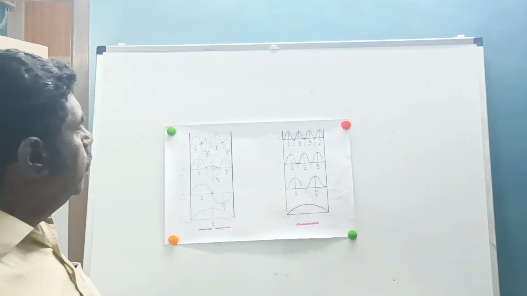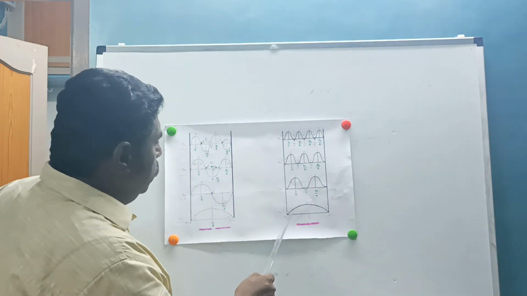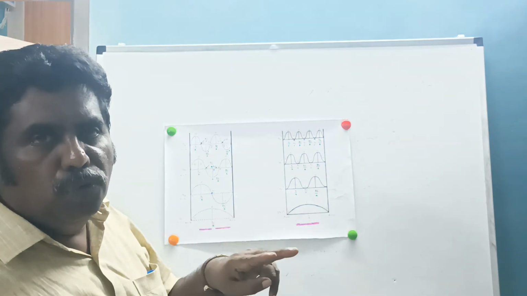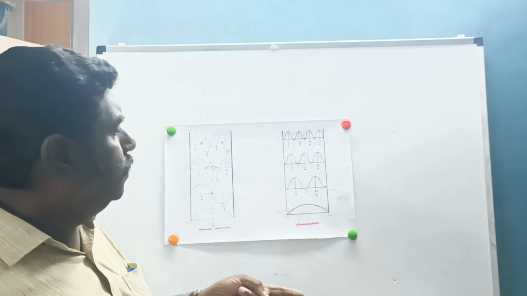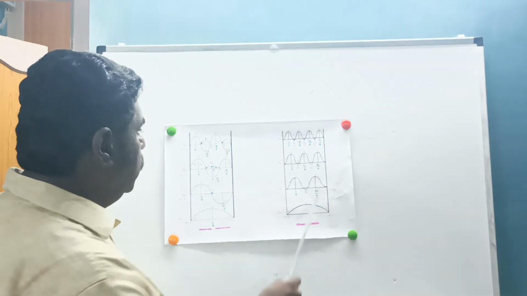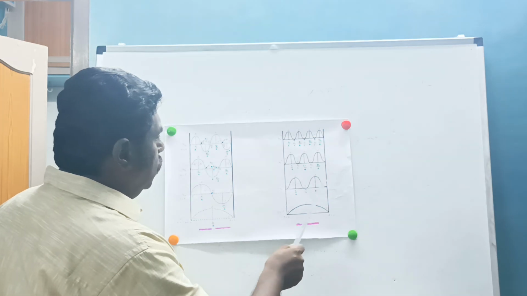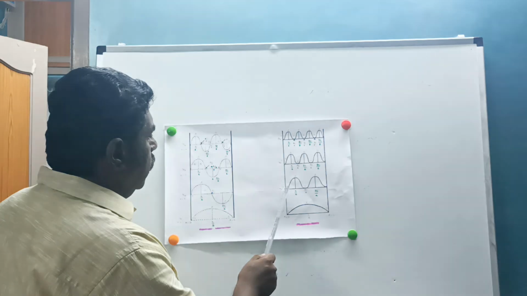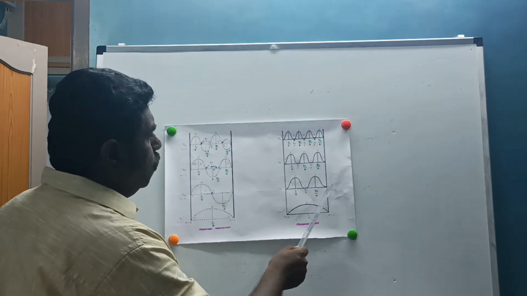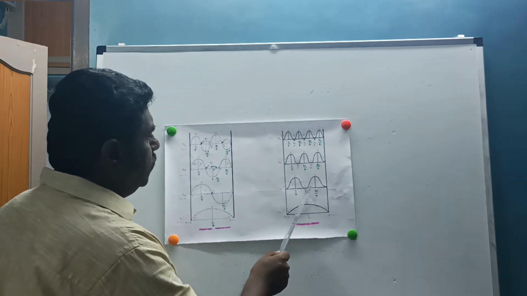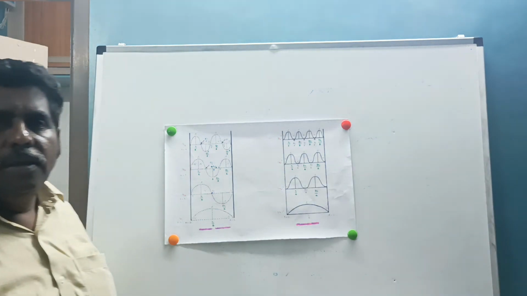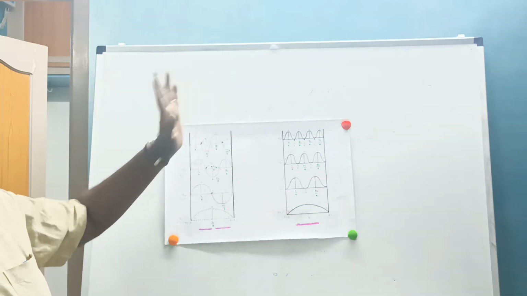As pointed out earlier, x equal to 0 and x equal to L are the positions of two nodes. In addition to that, nodes are present in between two antinodes. See this, n is equal to 2 state. At x equal to 0, one node is present. At x equal to L, another node is present. But the third node is present at this point, which is in between these two antinodes. The same is true for all the others.